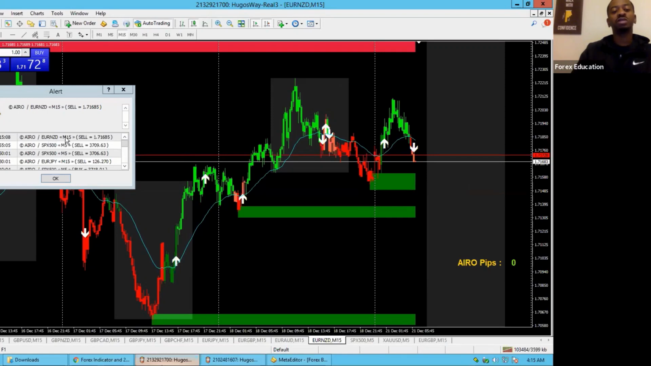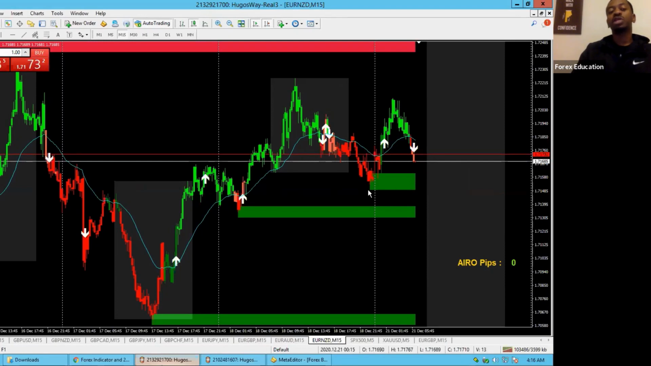EURNZD M15 sell at that price. Sell equals 1.71685. That's it. It tells us the time frame. The time frame is going to be based on a broker time frame. But that's what it's going to look like.